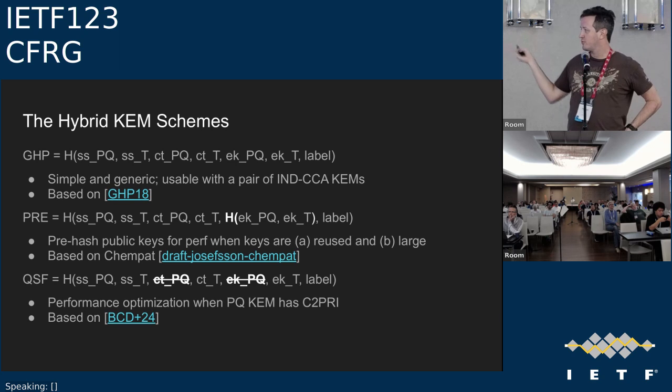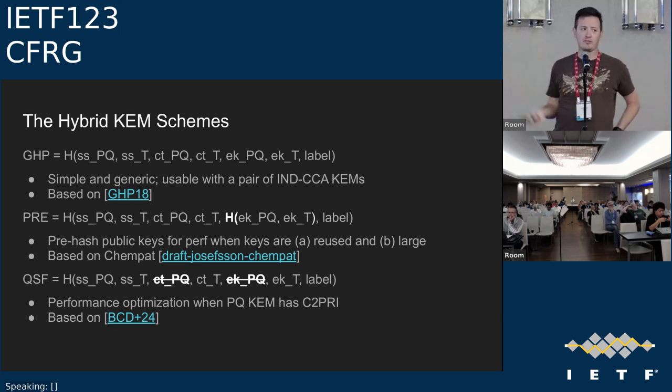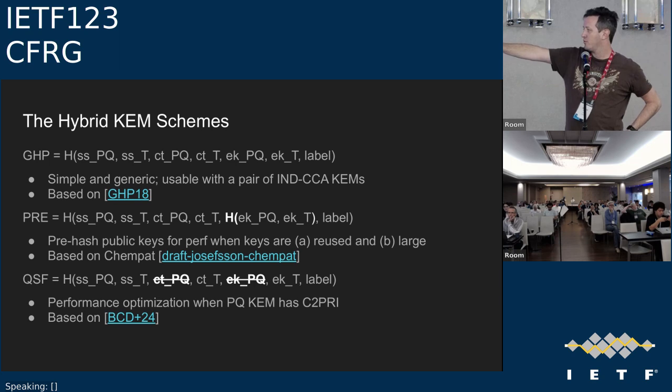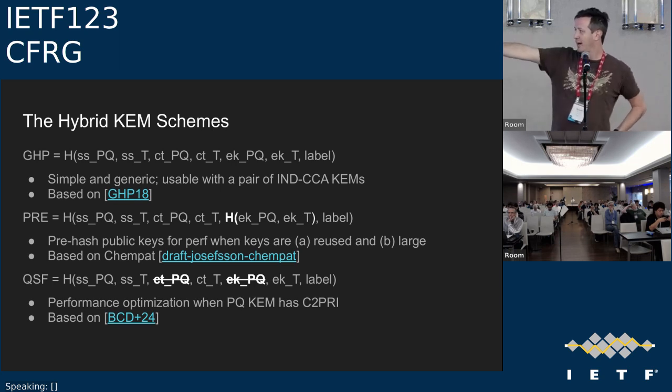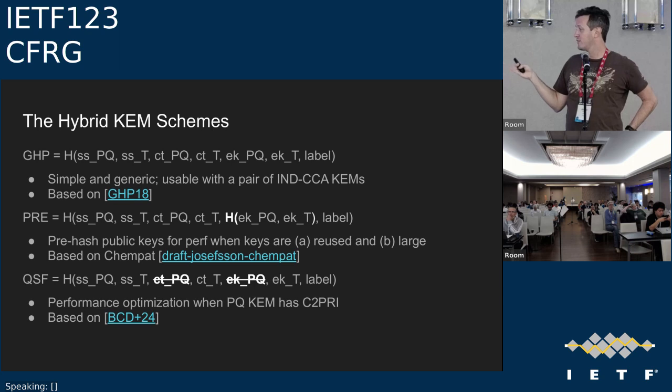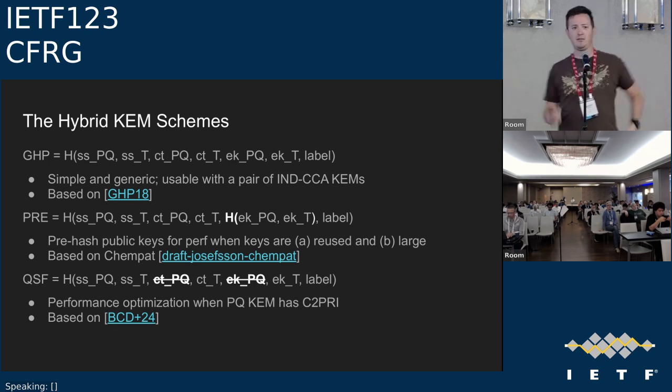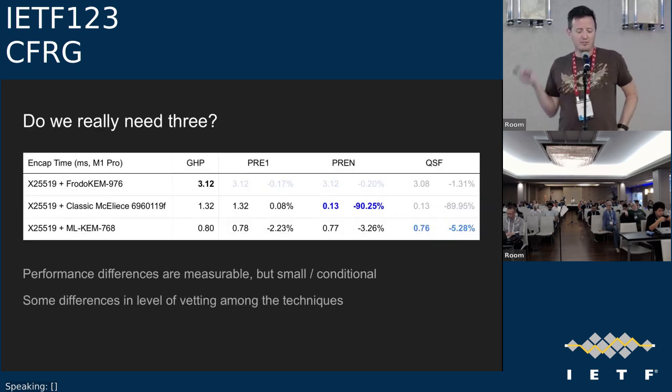Finally, the QSF construction, which is what X-Wing, which you may have heard of, derives from. It's GHP, but you don't feed in the PQ ciphertext and public key. So you save on hashing those, and you save some hash cycles. It results in a measurable performance difference. But because you're omitting those things from the hash binding, you have to basically ensure that the KEM provides that these get hashed into the post-quantum shared secret as part of the KEM. You're basically trading off this C2PRI feature for having them explicitly in the KEM. I probably said that a little inaptly, but folks can feel free to correct me at the mic later. So we have these three.